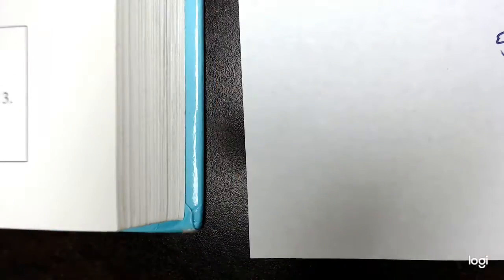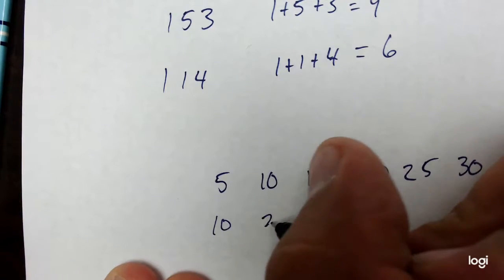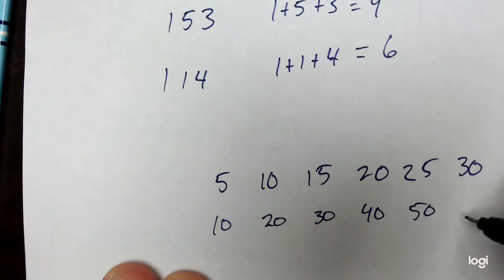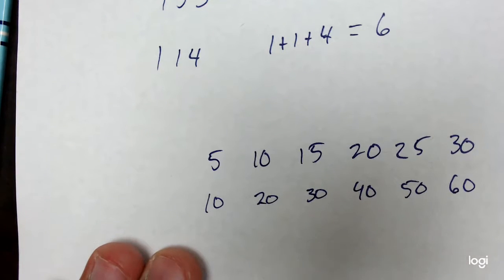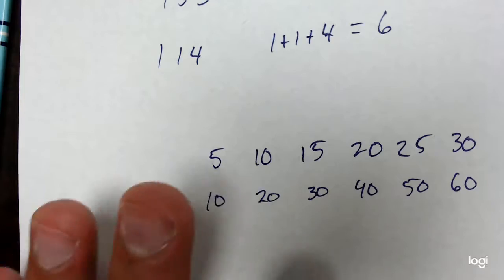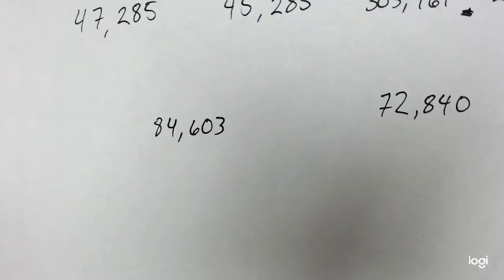So if we count by 10s and we use the same logic, we would have 10, 20, 30, 40, 50, 60. Every single number ends in 0. So those are the 4 divisibility rules. Now let's use them to find out which of these numbers are divisible by 2, 3, 5, and 10.